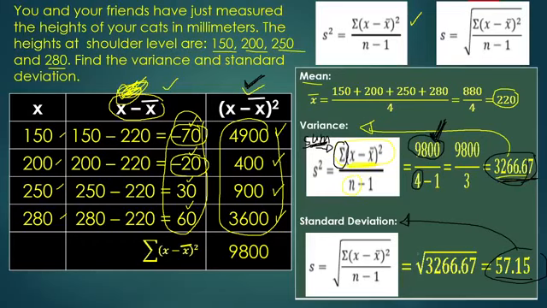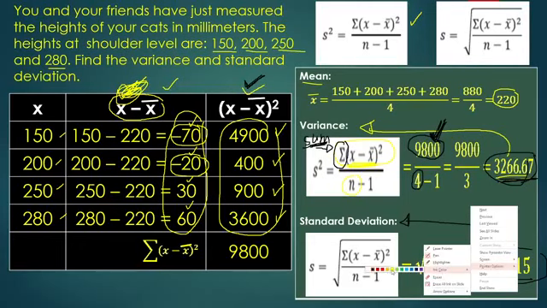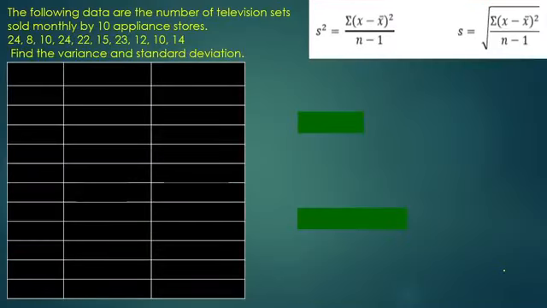Any questions about example number 1 for standard deviation and variance? Section Ruby, is this clear? Okay, let's proceed to another example. So we have here, these are now the data of the number of television sets being sold by 10 appliance stores. So let's check. This is 1, 2, 3, 4, 5, 6, 7, 8, 9, 10. So 10 appliance stores. And these are, again, the number of television sets nga na sold monthly.